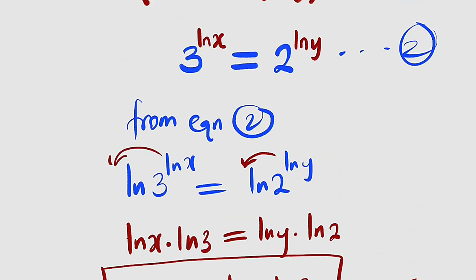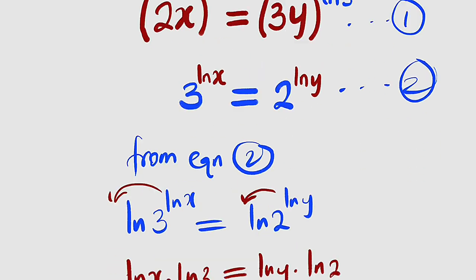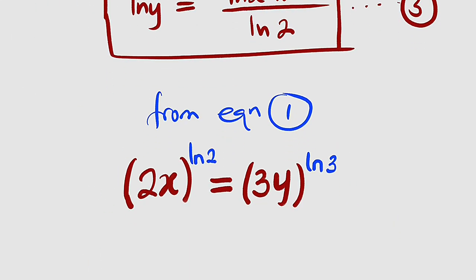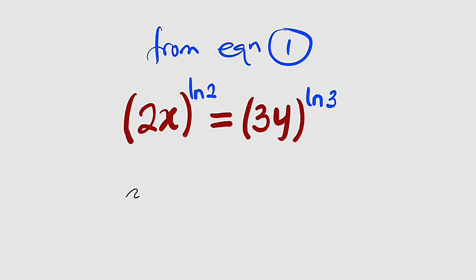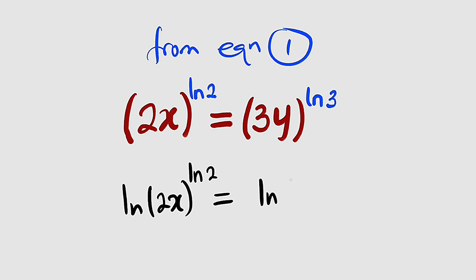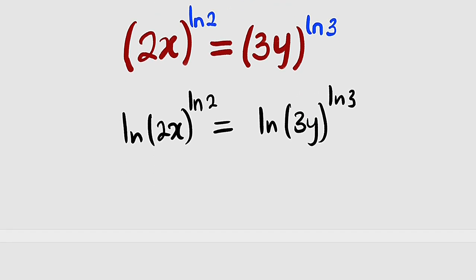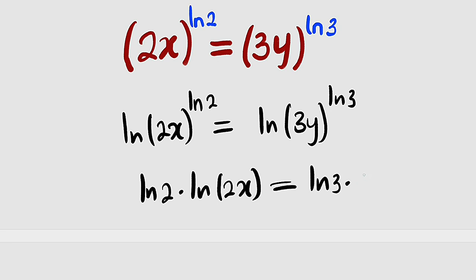Now let us take equation number 1 and also ln both sides. So from equation 1, this is what we have. We are going to ln both sides. We ln the left hand side, which is ln of 2x raised to the power of ln 2. We equally do the same thing to the right hand side, ln of 3y raised to the power of ln 3. As always, the powers will drop down to multiply. So we have ln 2 multiplied by ln of 2x to the left hand side. This is equal to ln 3 multiplied by ln of 3y.